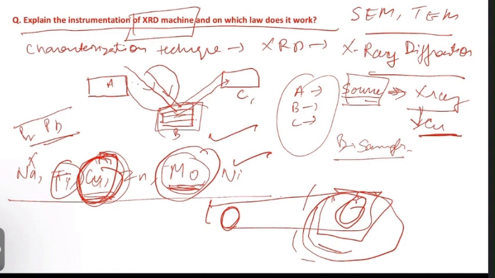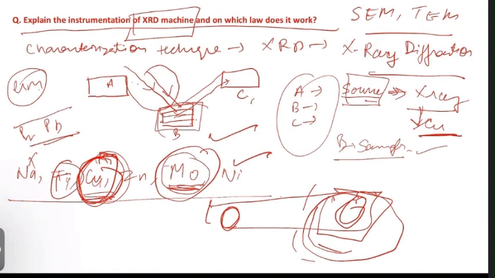What about bulk material? Can we use bulk material and study their XRD pattern? Bulk material in the range of micrometer, particle size in micrometers, can we use them? Yes, ma'am, we can use them. Right. So we can use a range of samples.